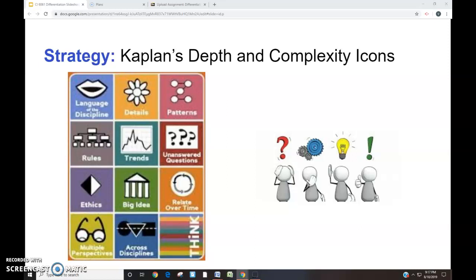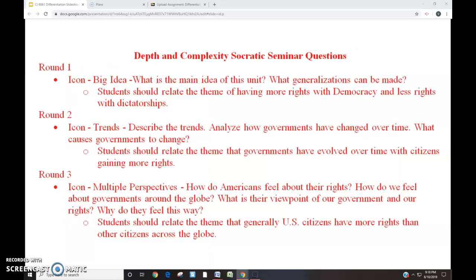Teachers should use the icons interchangeably during the lesson to add depth and complexity to a topic. Students will deepen their understanding by having more depth and knowledge to the complex relationships regarding the topic.